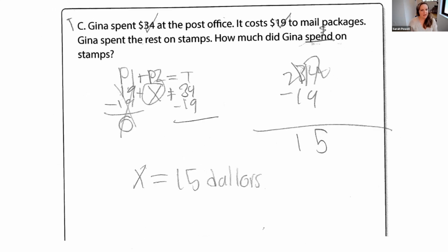And then finally, on this problem, this is a total problem here where we have an unknown part and we're given the total. So I won't talk through this one all the way, but the student sets up the equation 19 plus x equals 34. They subtract 19 from both sides to solve for the unknown part, which is 15.